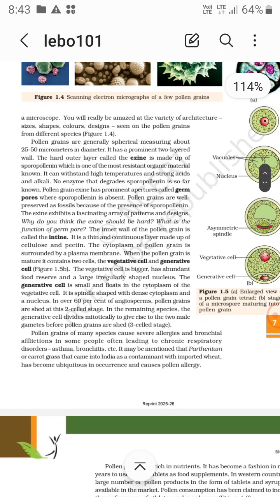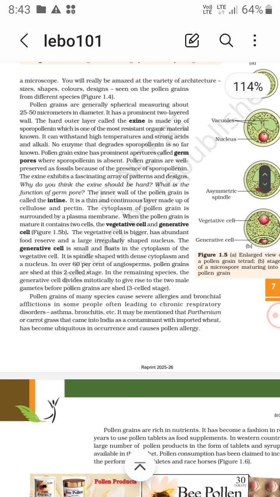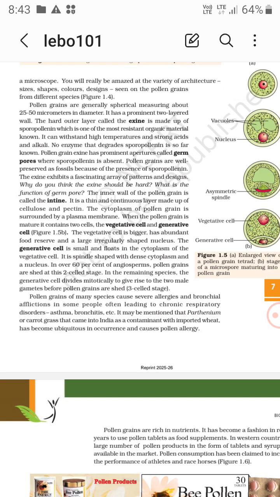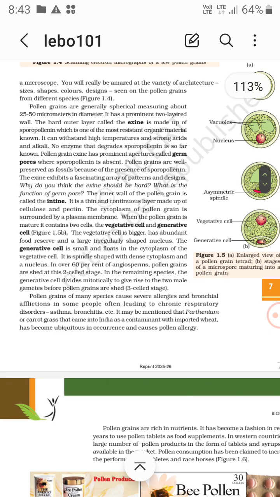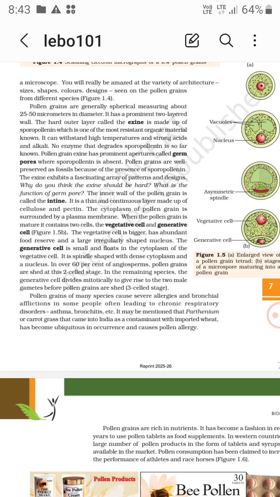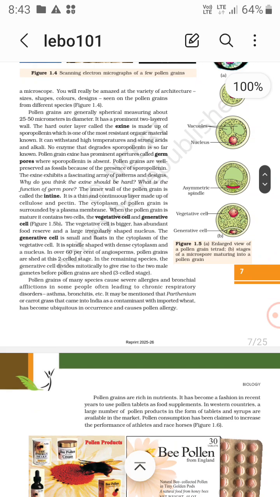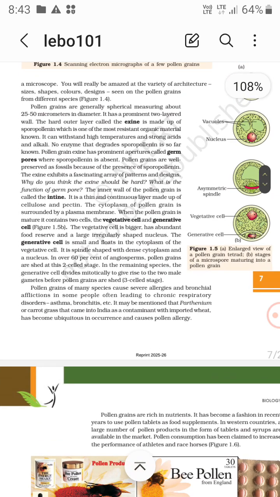The cytoplasm of the pollen grain is surrounded by a plasma membrane. When the pollen grain is mature, it contains two cells, that is the vegetative and generative cells. The vegetative cell is bigger, has abundant food reserve, and a large irregular shaped nucleus.